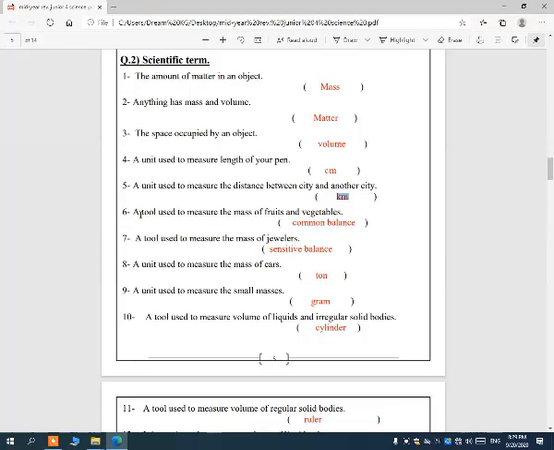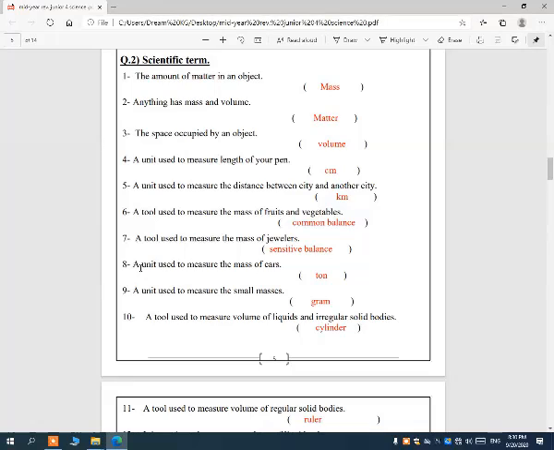A tool, make a circle on the tool, used to measure the mass of fruits and vegetables. Common balance, because fruits and vegetables are large masses. 7. A tool used to measure the mass of jewelry. Sensitive balance, because jewelry are very small things.